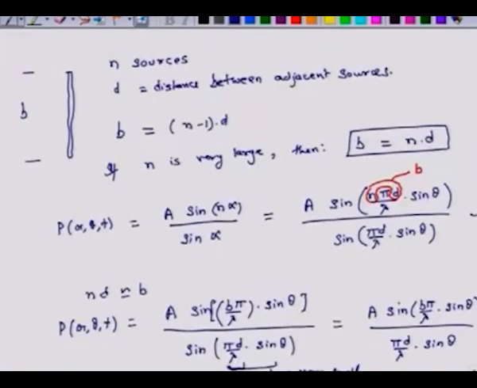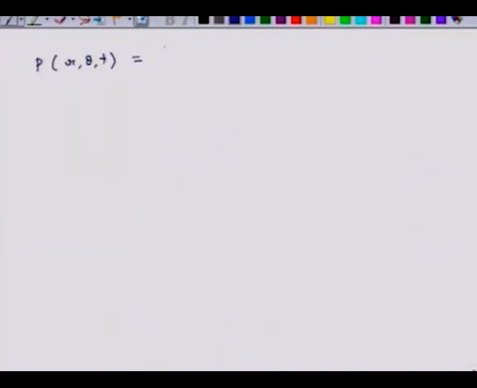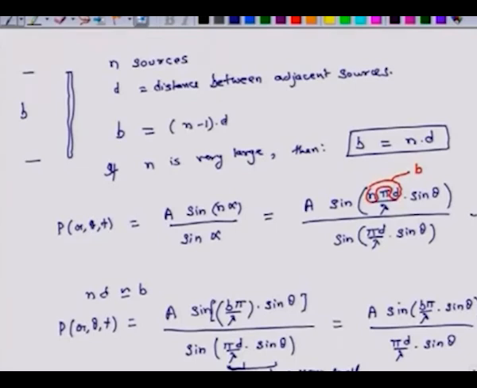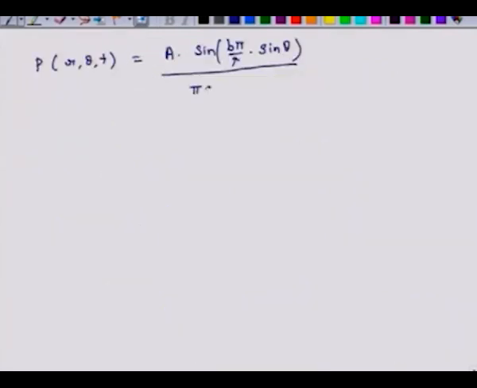Moving on. So, I will just rewrite this equation. P of r, theta, t is equal to A times sin b pi over lambda times sin theta in the numerator, and in the denominator I have pi d over lambda times sin of theta.